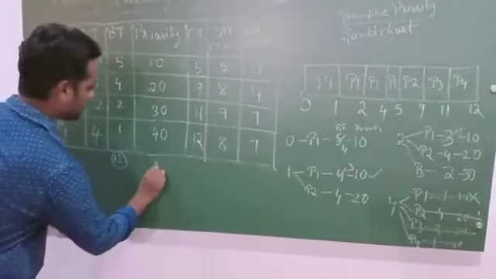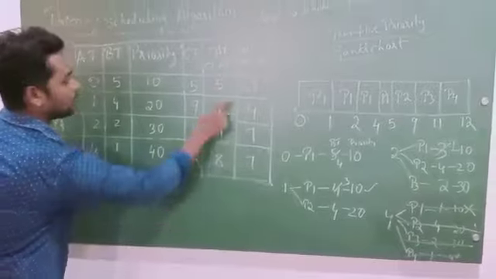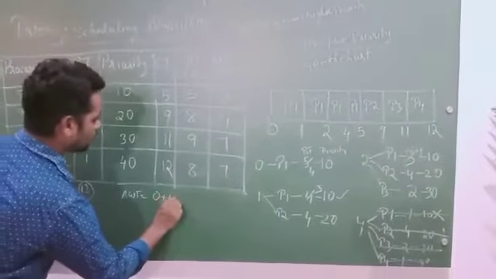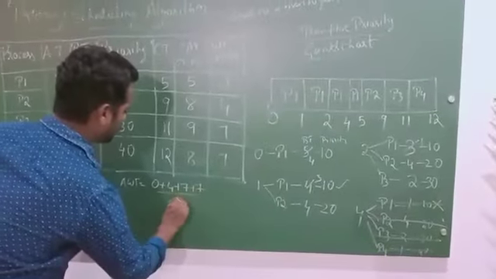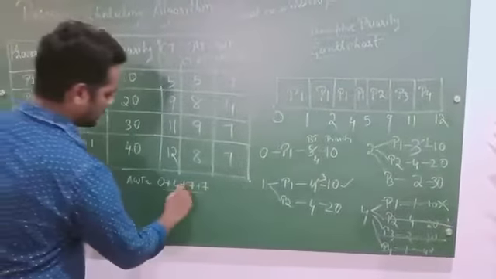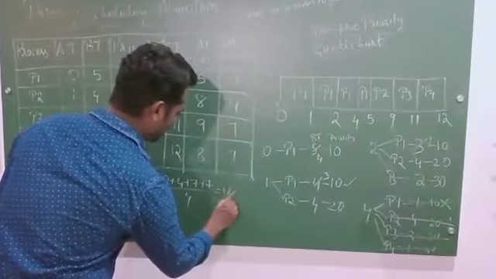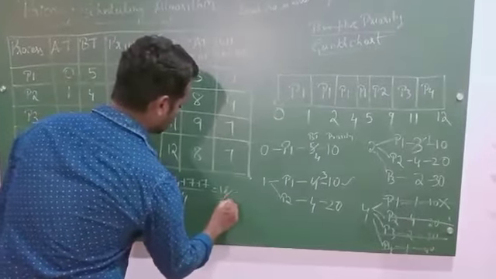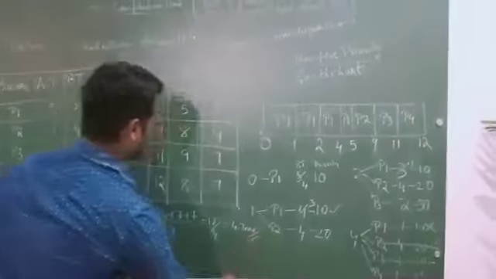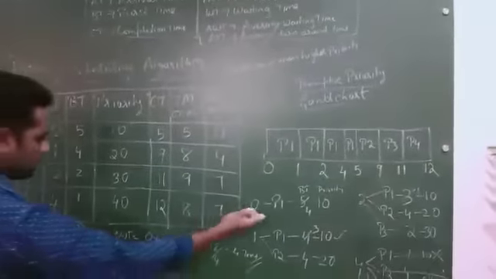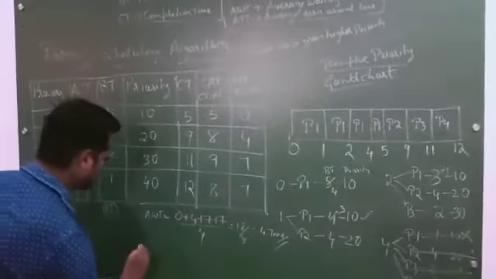So average waiting time is 0 plus 4 plus 7 plus 7 divided by total number of processes, which is 4. That is 18 divided by 4. You will get 4.5 milliseconds. For non-preemptive also you got the same thing.